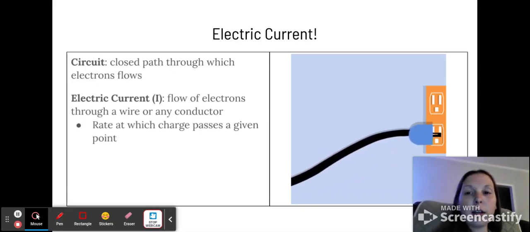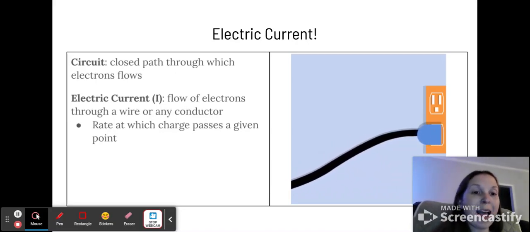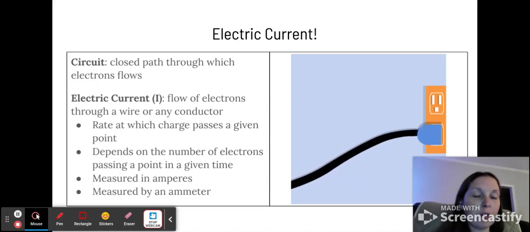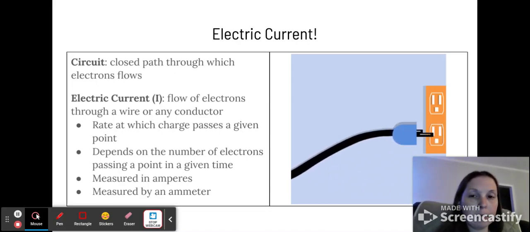The current itself is the rate at which charge passes a given point, wherever you're monitoring it from. This depends on the number of electrons passing at a given time, so the more electrons you have, the higher the current will be. This is measured in amperes, so the unit for electric current is capital A. The piece of equipment used to measure it is called an ammeter.